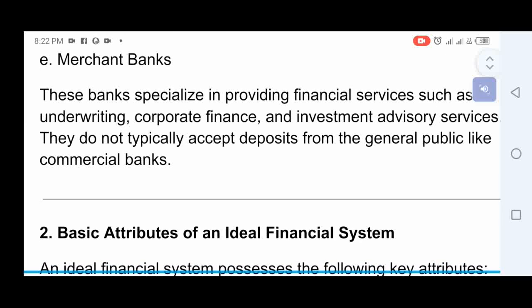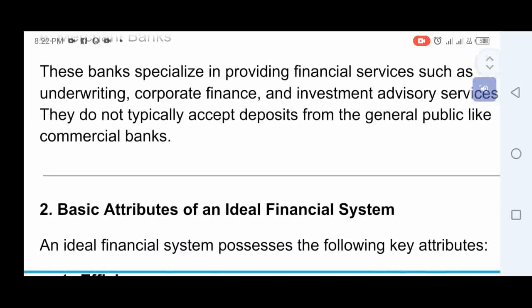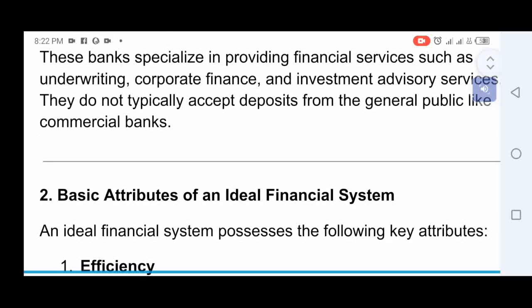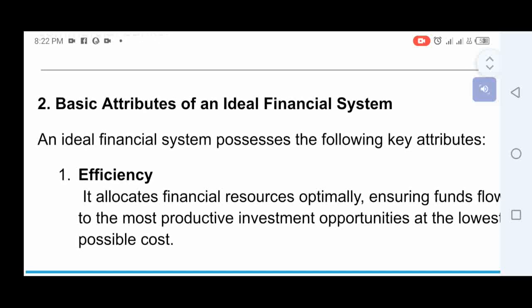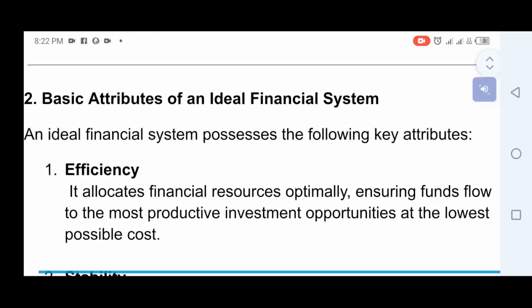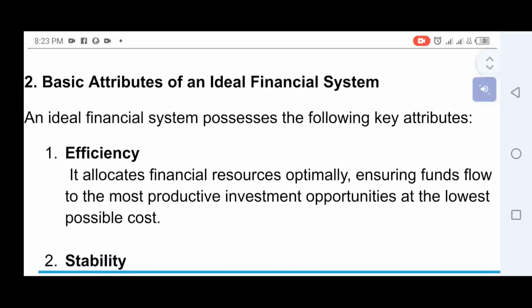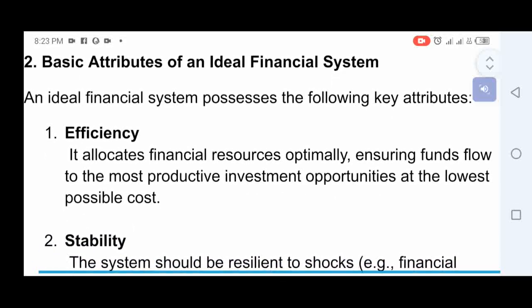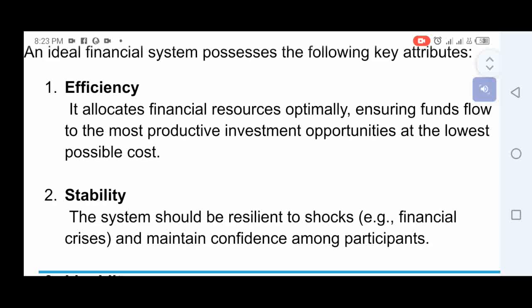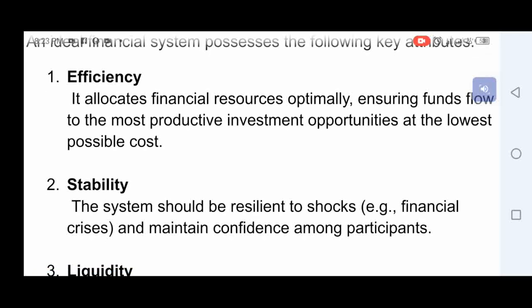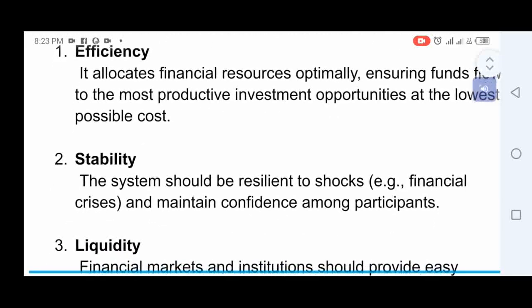2. Basic attributes of an ideal financial system. An ideal financial system possesses the following key attributes. 1. Efficiency. It allocates financial resources optimally, ensuring funds flow to the most productive investment opportunity at the lowest possible cost. 2. Stability. The system should be resilient to shocks, e.g., financial crisis, and maintain confidence among participants.